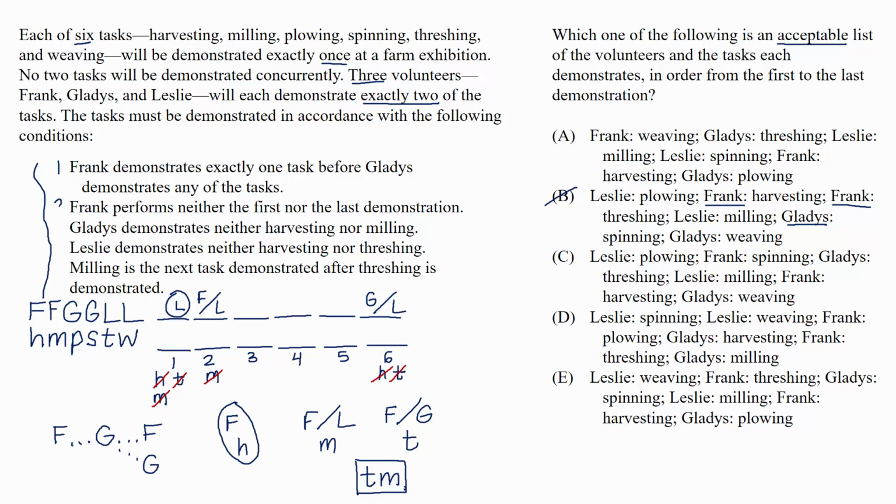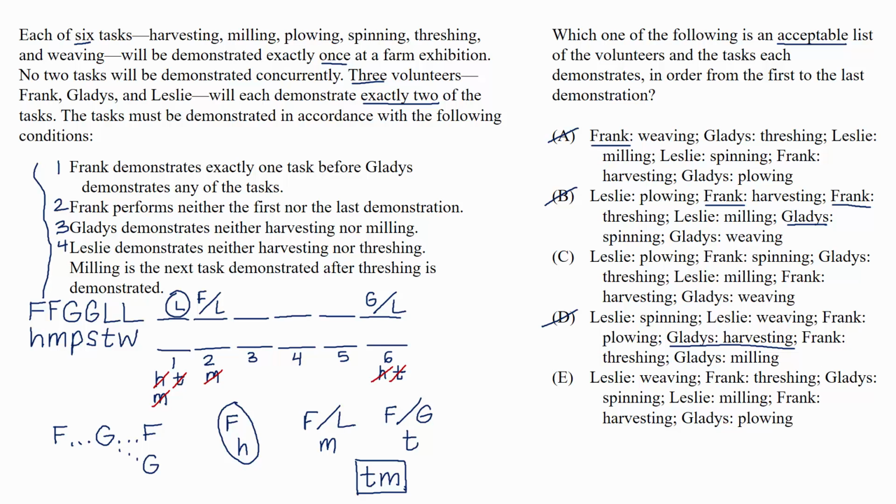Rule 2, Frank performs neither the first nor the last demonstration. We can eliminate choice A. Here we see that Frank does perform the first demonstration, so that breaks rule number 2. Rule 3, Gladys demonstrates neither harvesting nor milling. Scanning the remaining choices, we can see that D violates this rule. D shows us that Gladys does demonstrate harvesting, so we can rule this choice out.